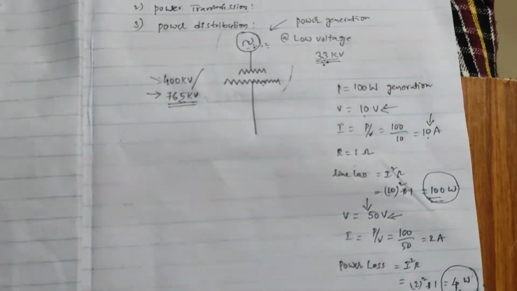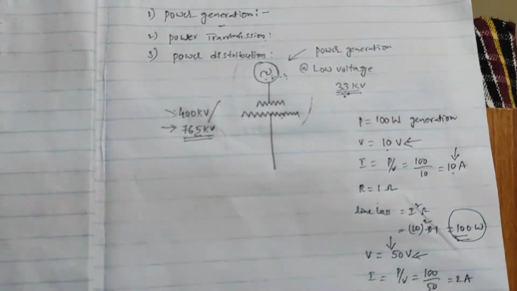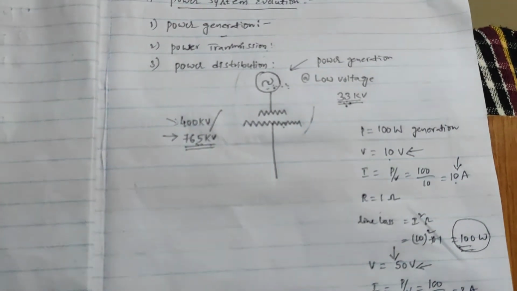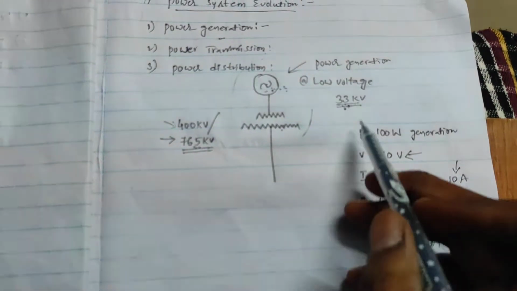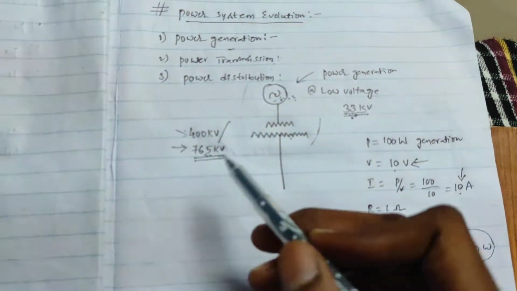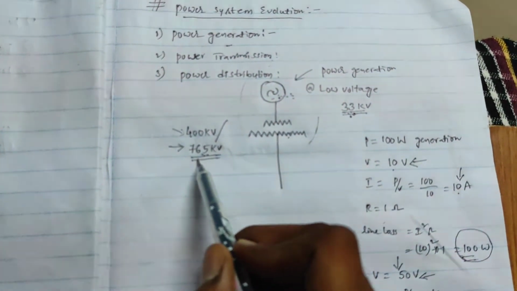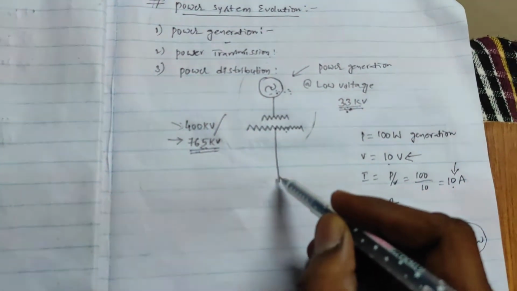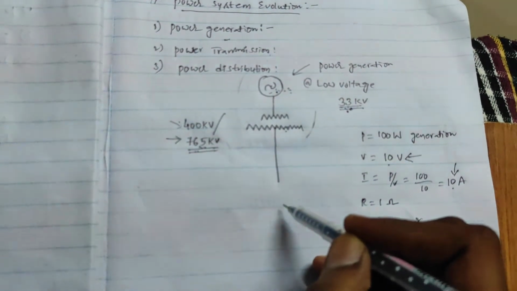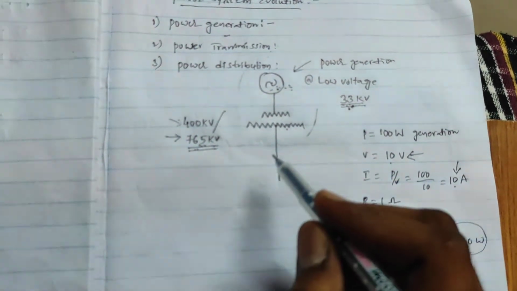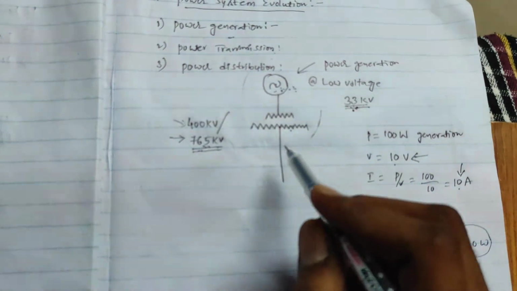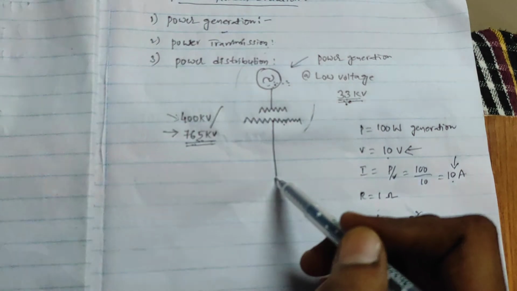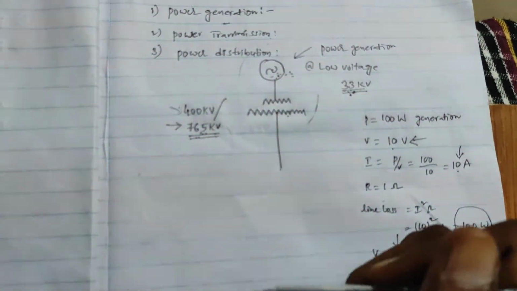So that is why the power that is generated at generating stations at low voltage will be stepped up to high voltage, and this high voltage power will be transmitted through transmission lines, and all the power that we generate from the generating station will be transmitted to a power grid.